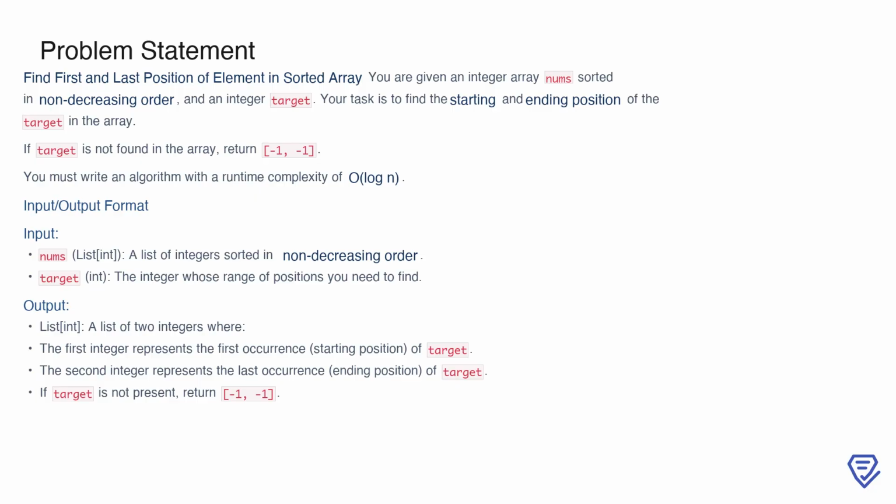The challenge is to design an algorithm that accomplishes this with a time complexity of O(log n), which suggests that we need to use an efficient approach like binary search rather than a simple linear scan. The input consists of the sorted array nums and the target integer, and the output is a list of two integers, the indices of the first and last occurrences of the target, or -1, -1 if the target is missing.